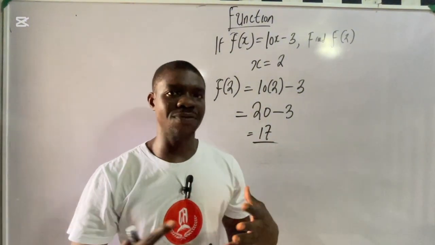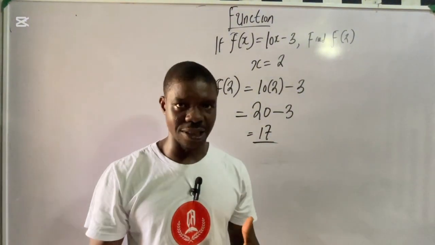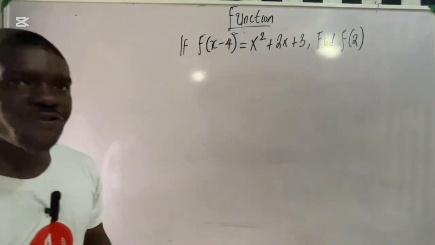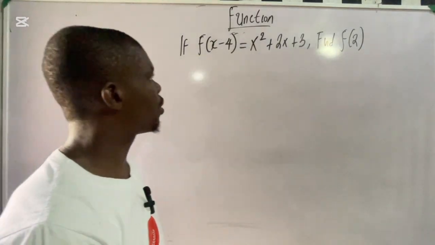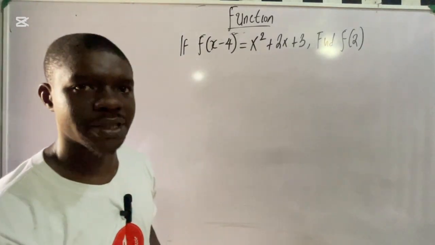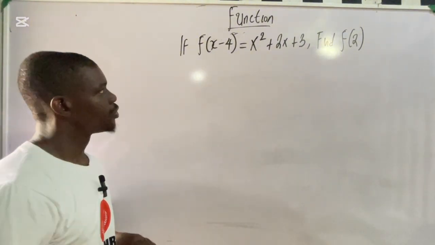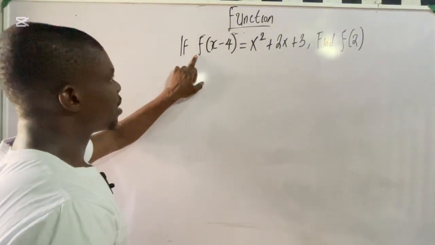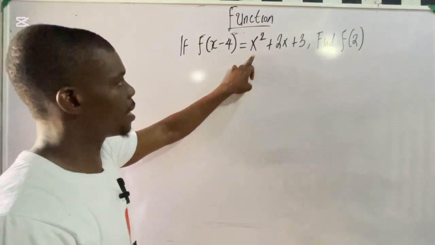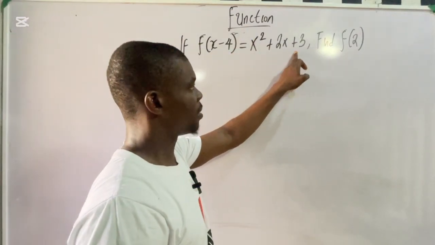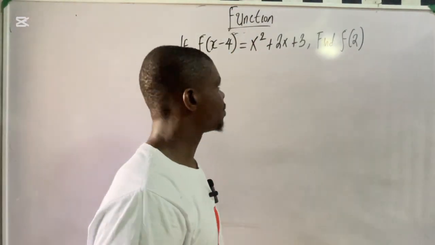You can see that this is very, very easy. So we are still at the beginner stage. Now, if you have been given this question, how do you solve it? f(x - 4) = x squared + 2x + 3. Find f(2). How do you solve it here?